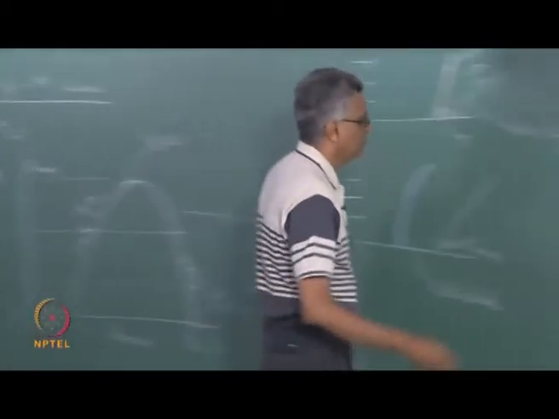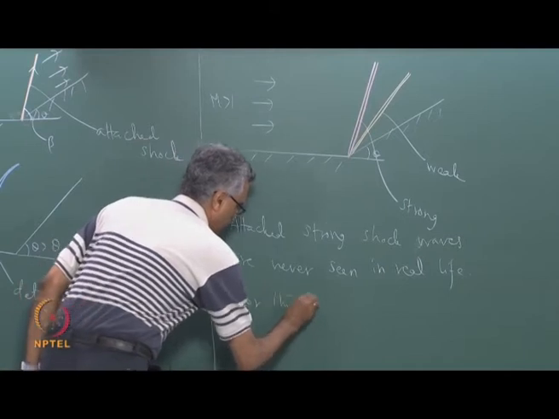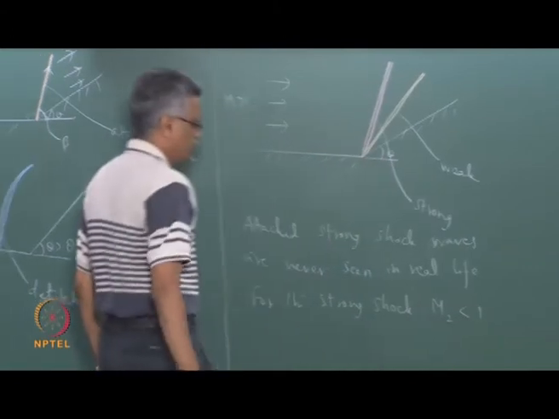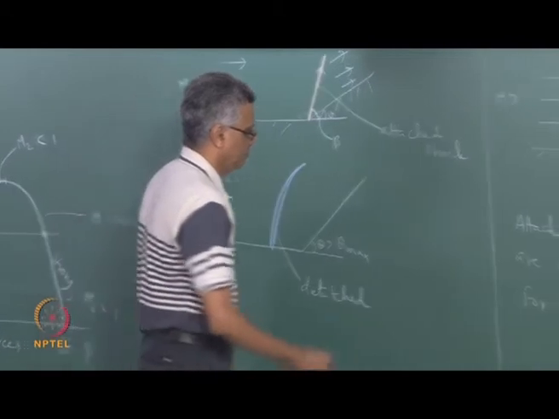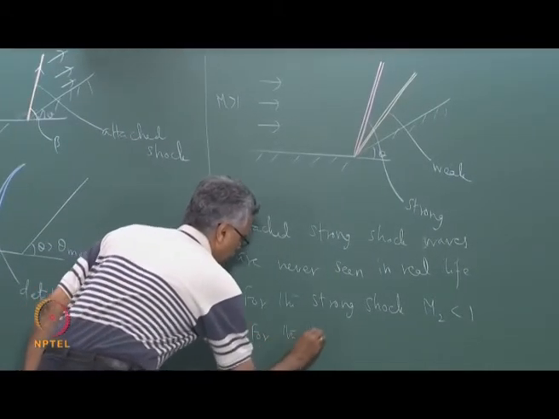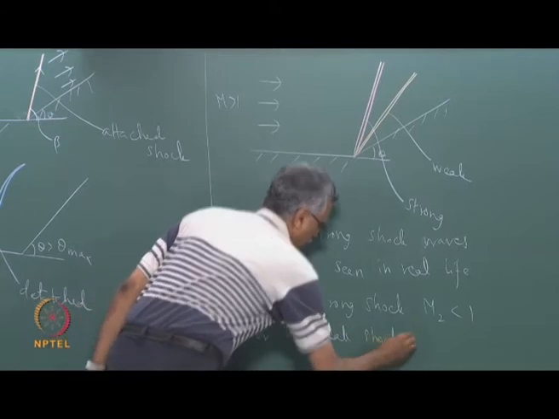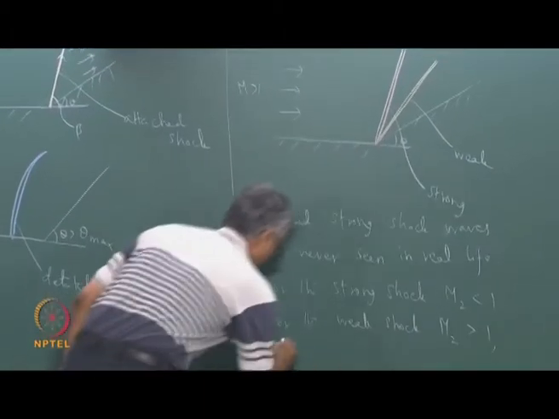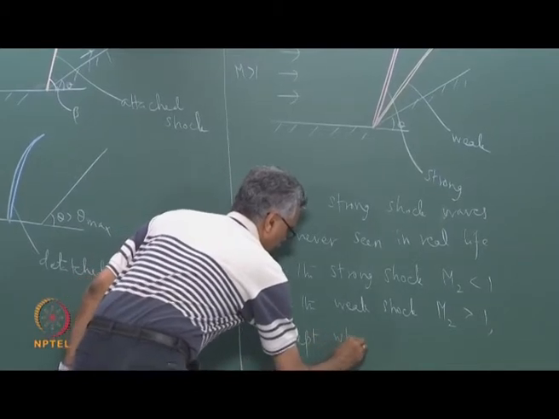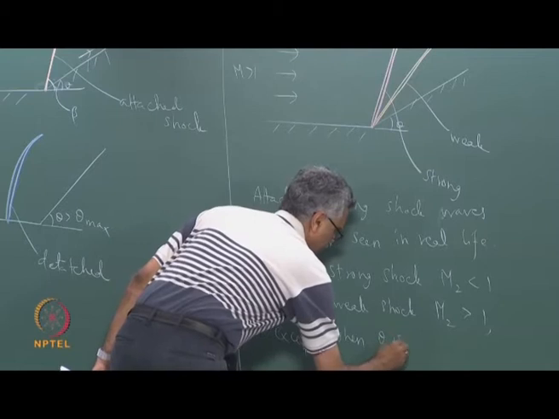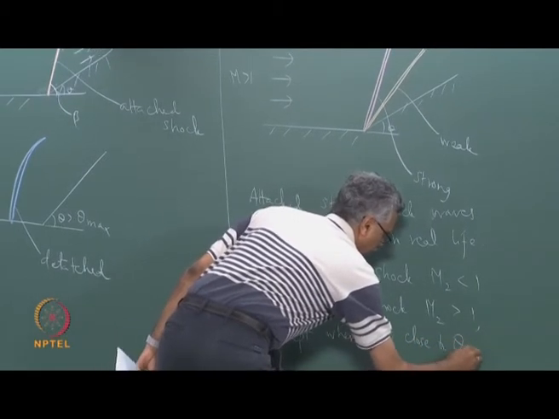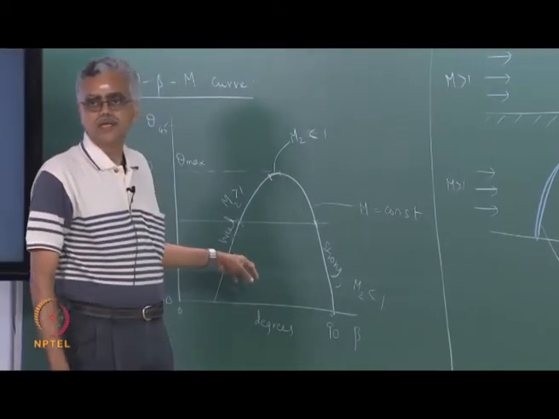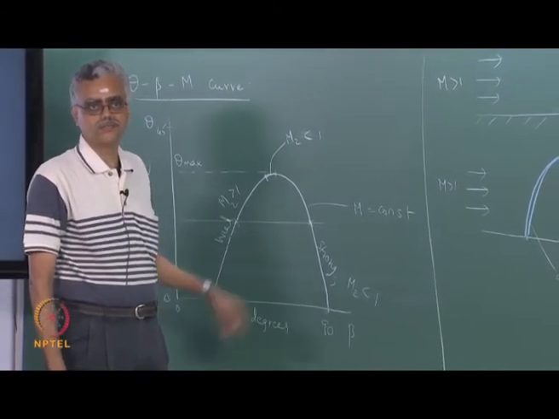Okay. So let us write that down. For the strong shock, M2 is always less than 1. For the weak shock, M2 is greater than 1 except when theta is close to theta max. But in both cases, Mn2 is always less than 1.